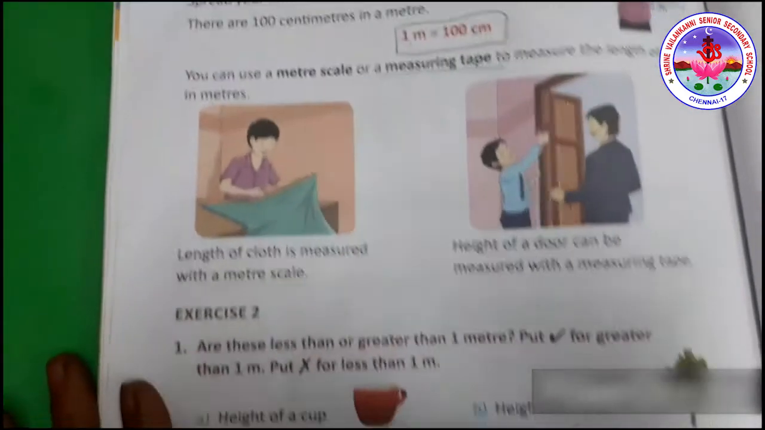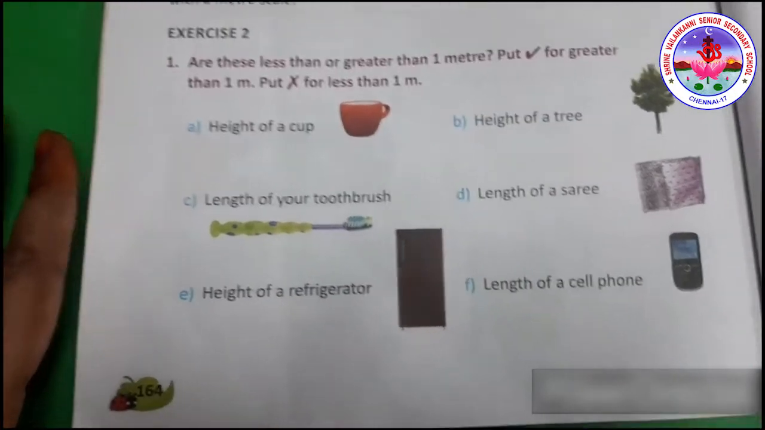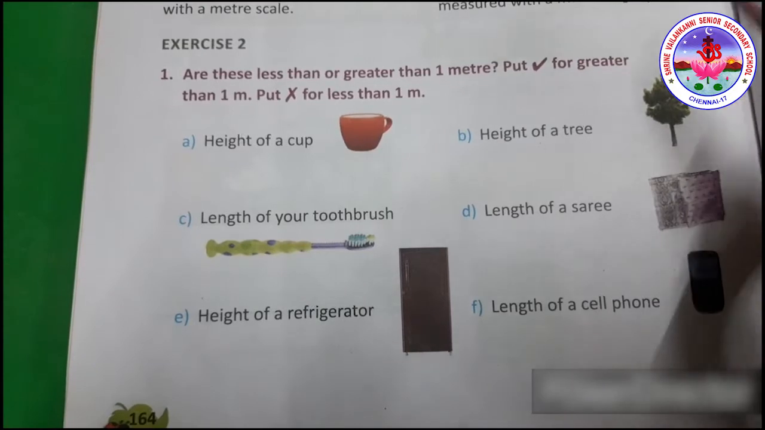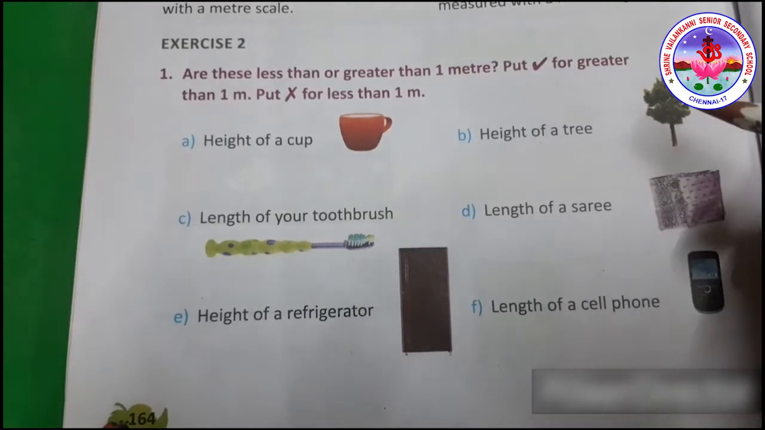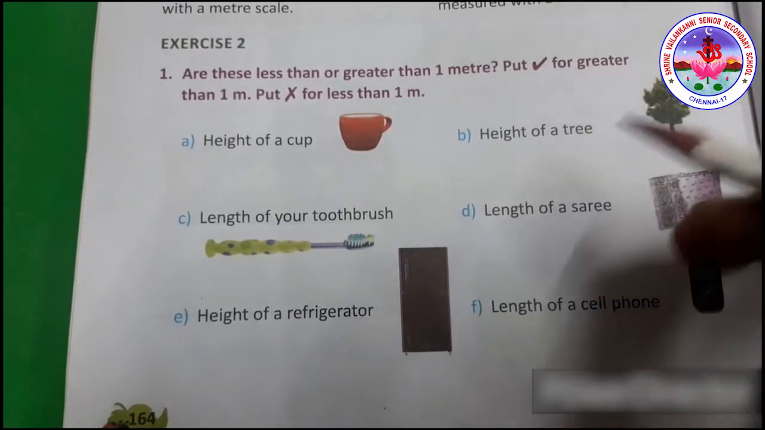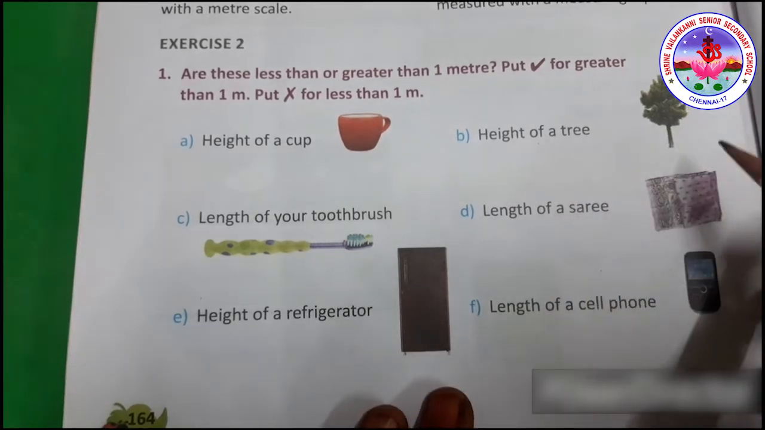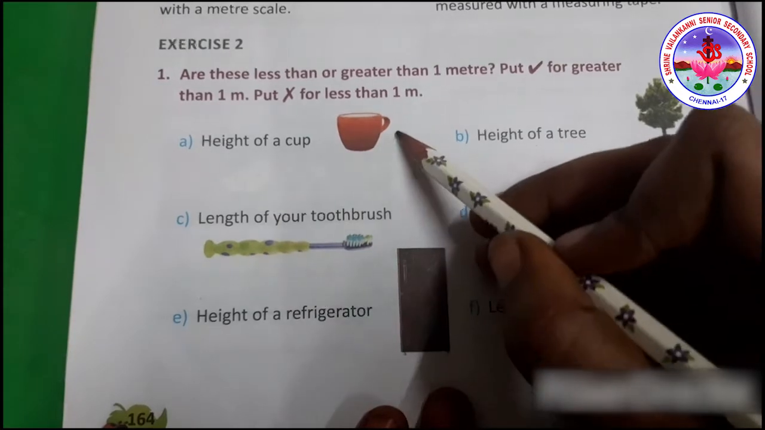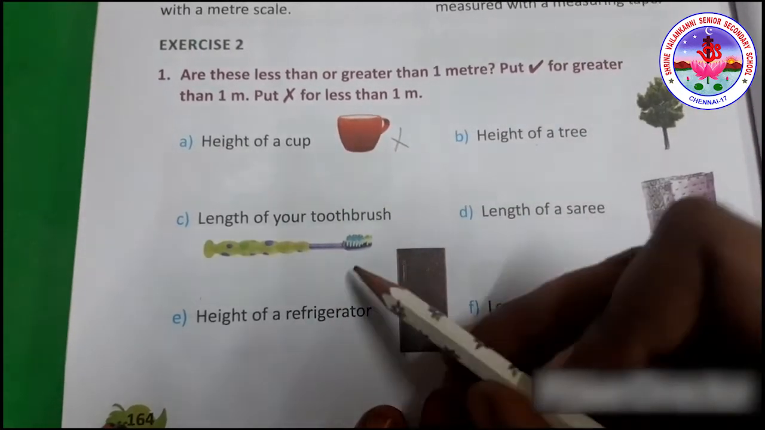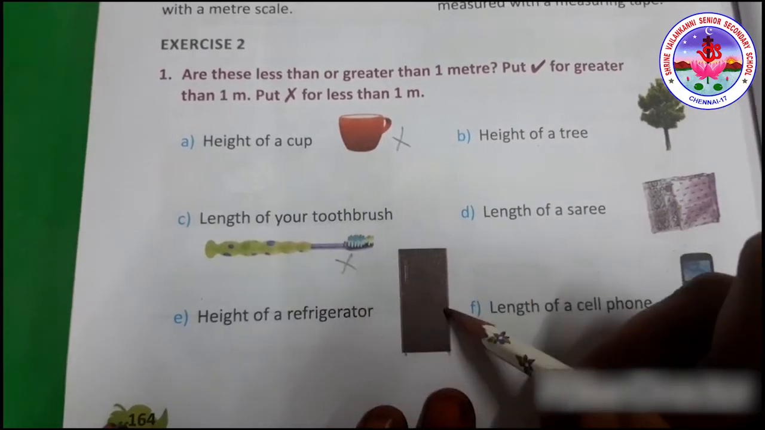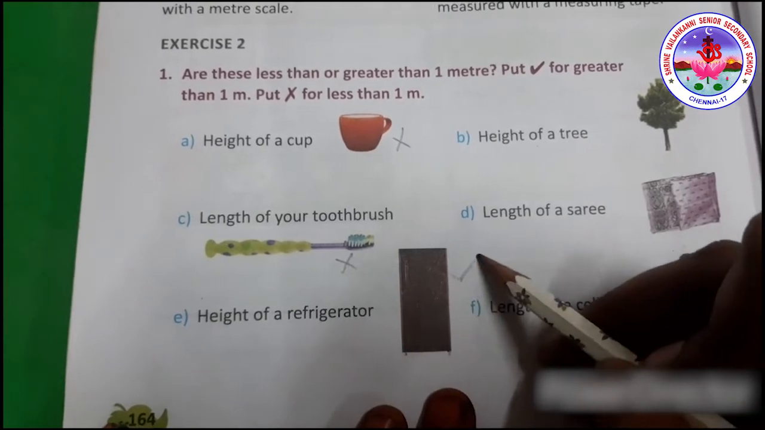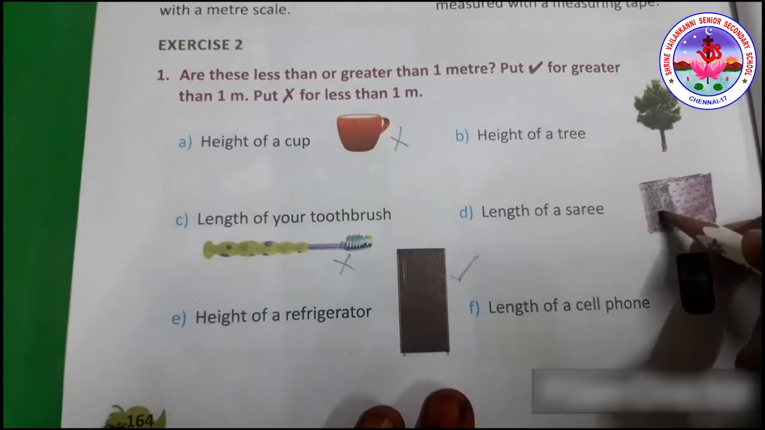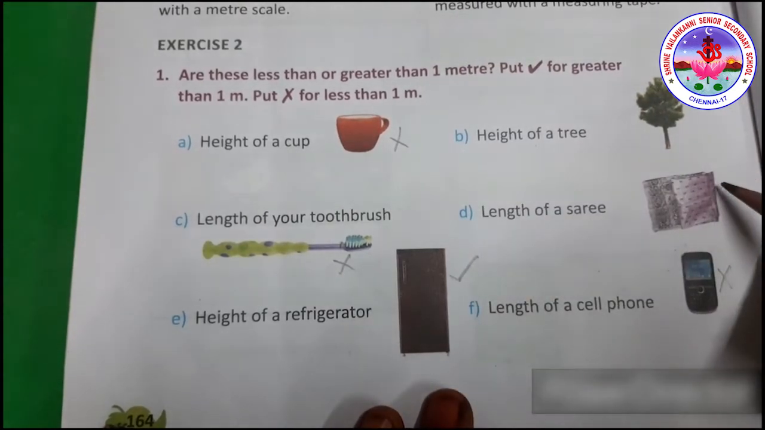Now in exercise 2, you just have to put a tick for greater than 1 meter and put a cross when it is less than 1 meter. Obviously the tree is greater than 1 meter. This is less than 1 meter. This is also less than 1 meter. This is the height of the refrigerator, greater than 1 meter. This is less than 1 meter. The sari, you can measure, it is more than 1 meter.